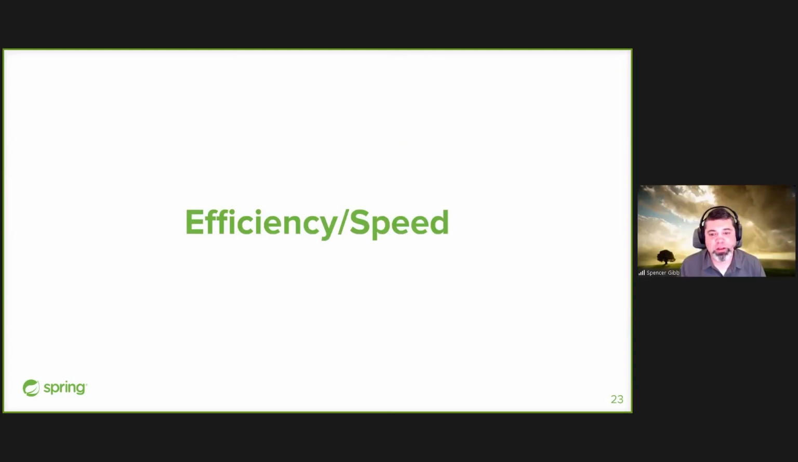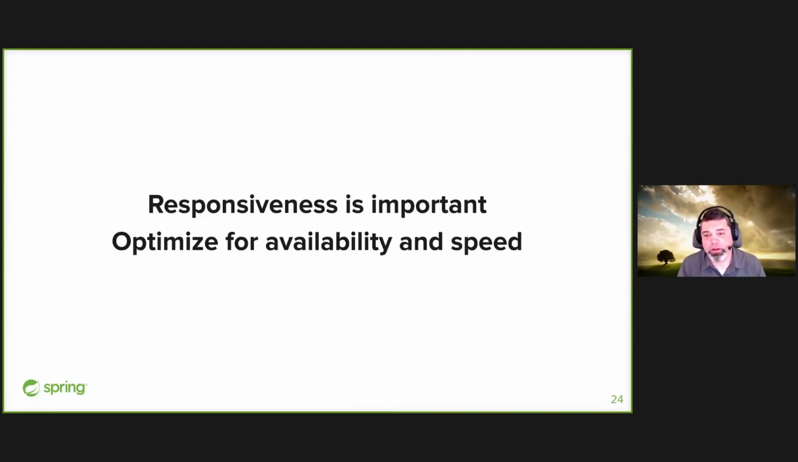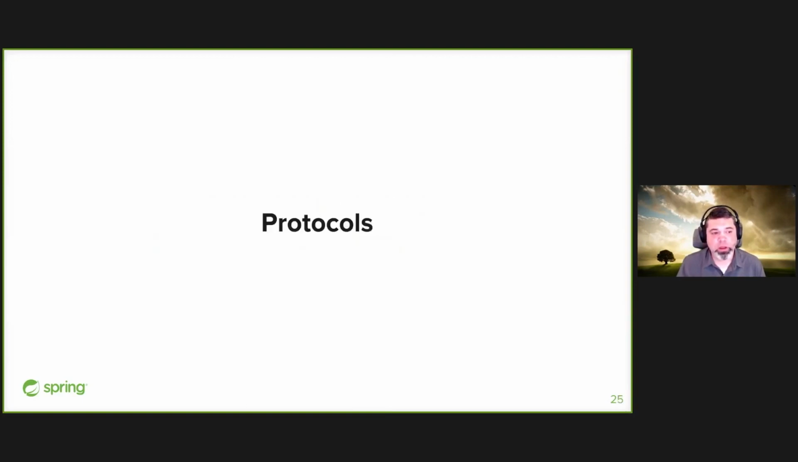Next, we'll talk a little bit about efficiency and speed. So responsiveness is important, not just responsive like a responsive web app, but responding to changes in the environment and in the network, and the ability to optimize for availability and speed. It's also about protocols. The web was initially built on text-based protocols, but modern APIs can use binary protocols to gain some of this efficiency and speed.